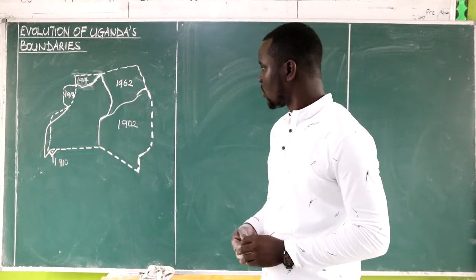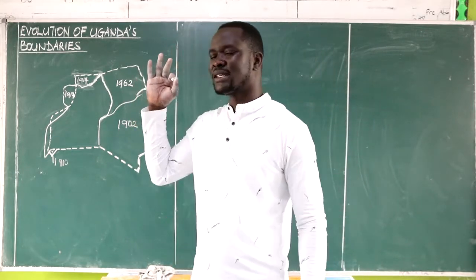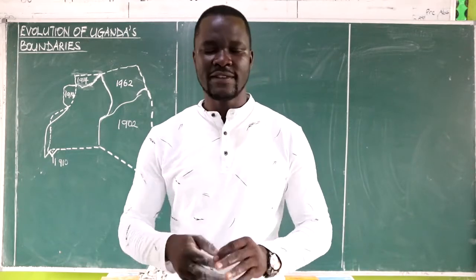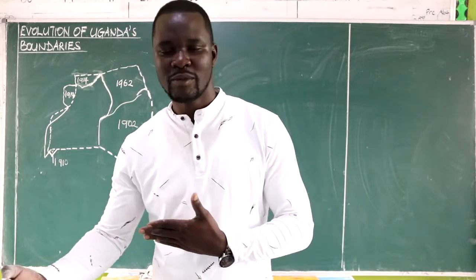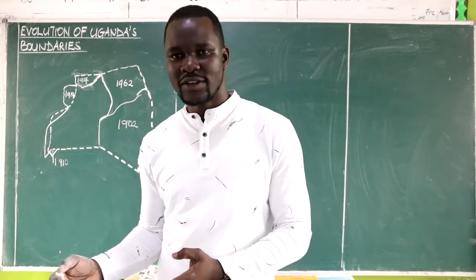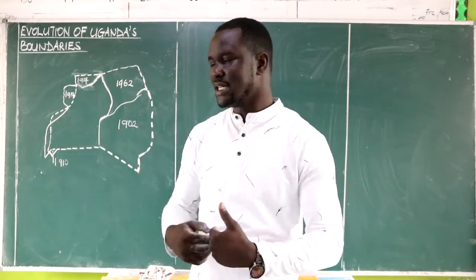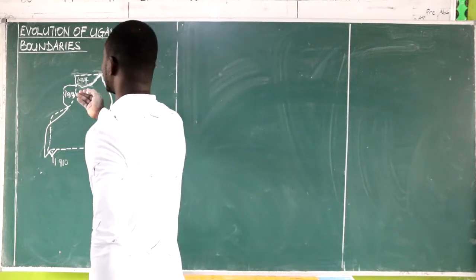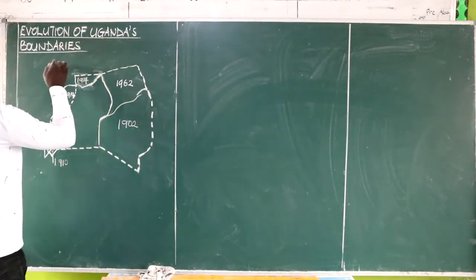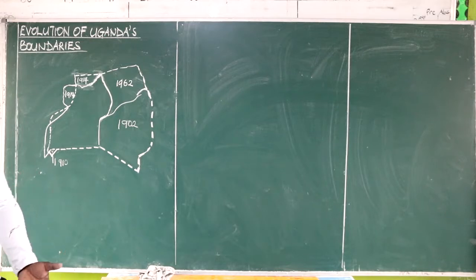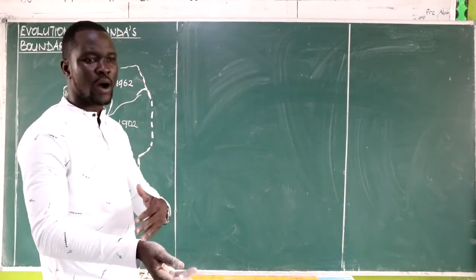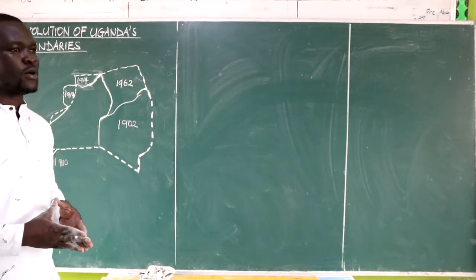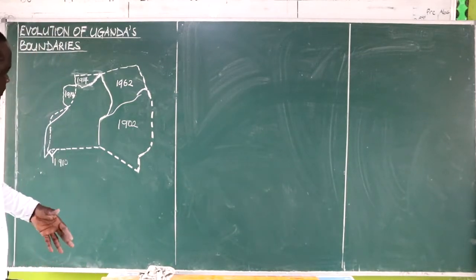Now, before that, we need to note that Uganda was once a very large territory. It was a very large area. And then we have some parts removed from Uganda, added to the neighboring countries, whereas some parts were brought into Uganda from the neighboring countries. That is what brings what we call evolution of Uganda's boundaries. We are looking at the creation of Uganda's boundaries. How are the boundaries fixed? Sometimes we can have this heading as the fixing of Uganda's boundaries.